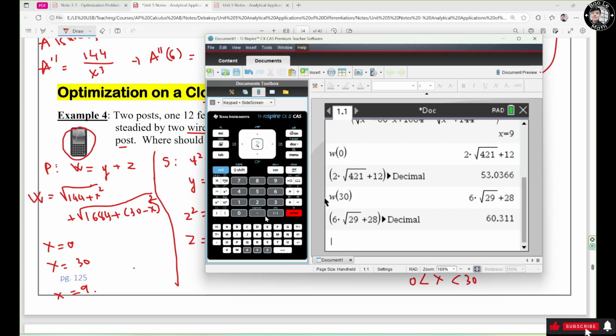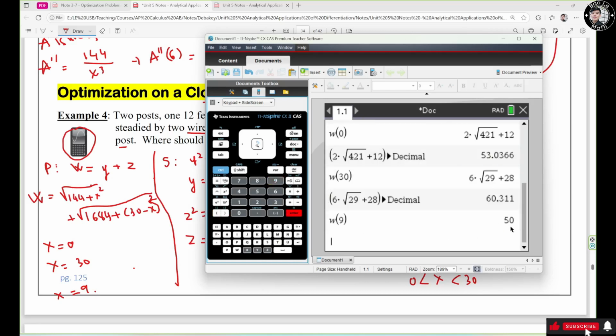And the last one, s equals 9, right? So w of 9, hit enter. The answer is 50. Now this one is the least value, right? Comparing 53, 60 and 50, this one is the least value.